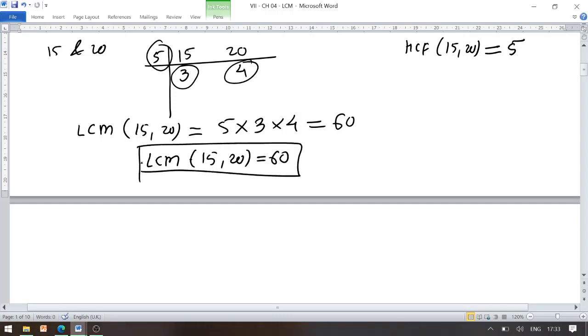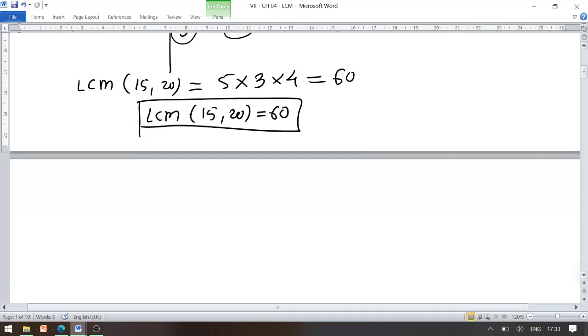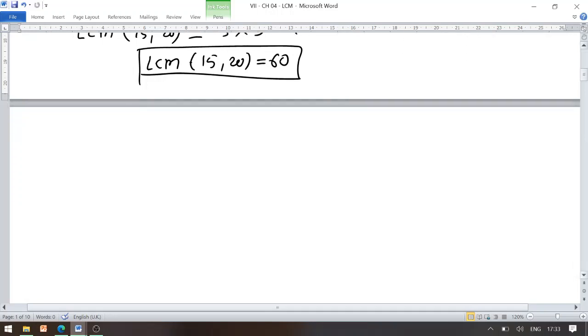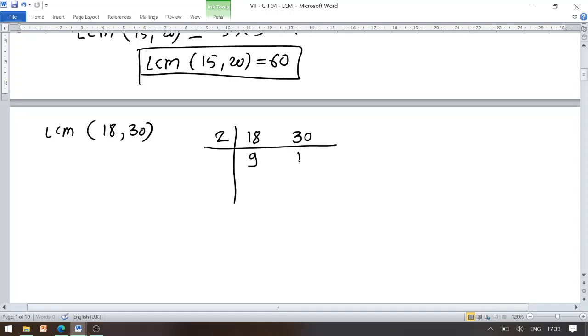Now be focused on the next example. Suppose we now evaluate the LCM of 18 and 30. So again, write 18 and 30 in the table-like way. We know that both 18 and 30 are divisible by 2 first. 2 nines are 18, while 2 fifteens are 30. Again we have a common divisor of 9 and 15, as 3.